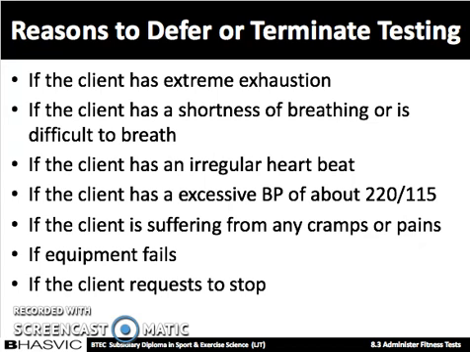Reasons to defer or terminate testing. If the client has extreme exhaustion, if the client has shortness of breath or is finding it difficult to breathe, if the client has an irregular heartbeat, if the client has an excessive blood pressure of about 220 over 115, if the client is suffering from any cramps or pains, if the equipment fails, or finally if the client requests to stop.